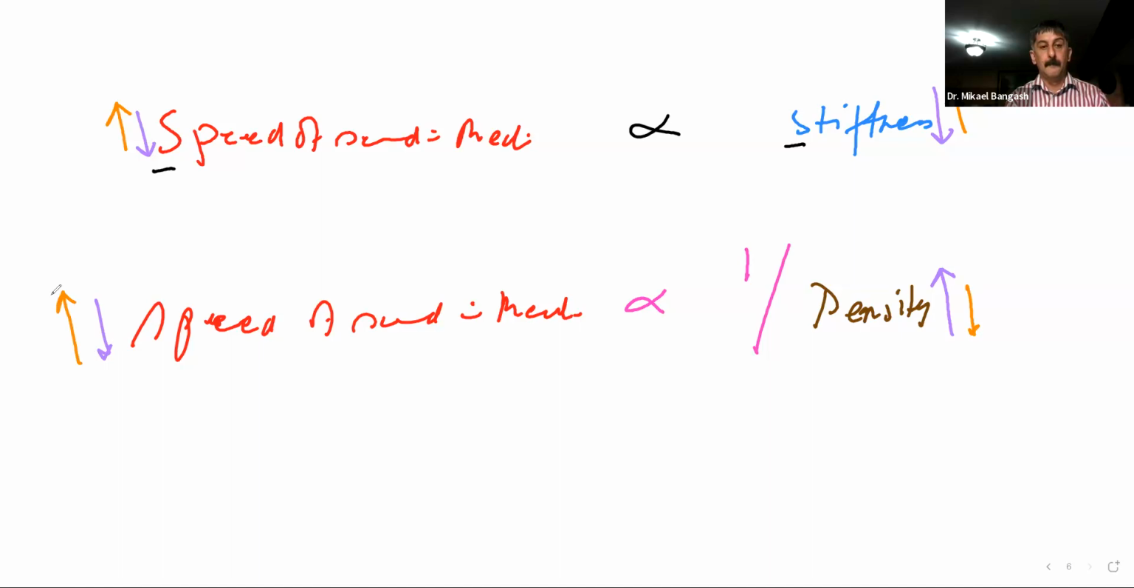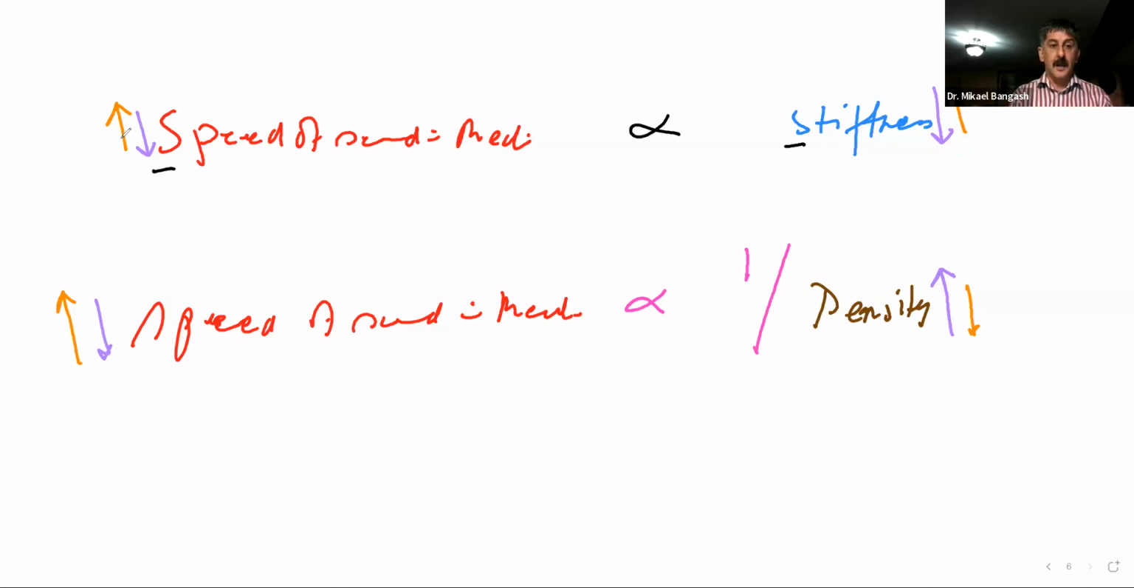So if they ask you what would be a characteristic of a medium that will cause the sound to travel at the fastest speed, that's going to be a medium with greatest stiffness and lowest density. And vice versa. Clear?